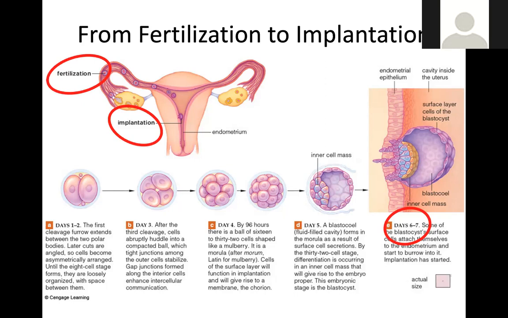Day 4, by 96 hours, there is a ball of 16 to 32 cells shaped like a mulberry.